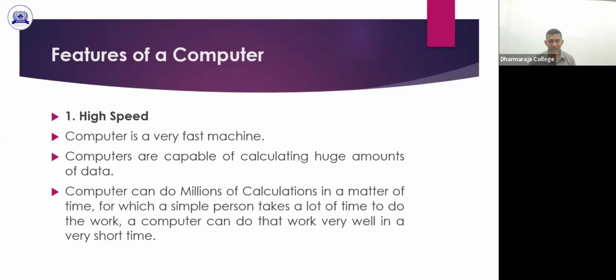Computers can do millions of calculations in a matter of time, for which a simple person would take a lot of time. A computer can do that work very well in a very short time. That's what we call a computer having high speed. If you compare with humans, computers are far ahead of humans. So one of the features of a computer is high speed.